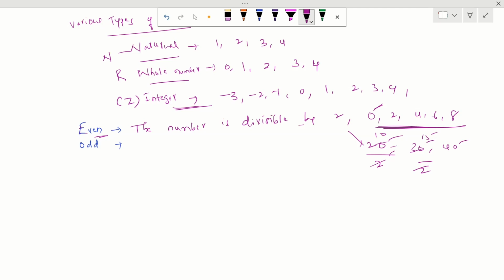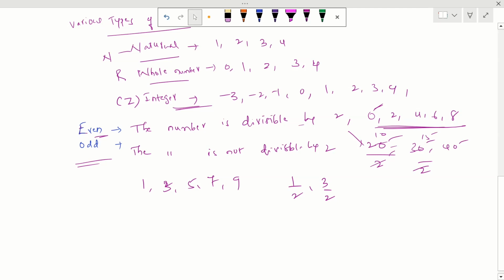And odd numbers means the numbers which are not divisible by 2. Such numbers are called odd. Which numbers are these? 1, 3, 5, 7, 9, right? These numbers are not divisible by 2. So 1 by 2 is not divisible, 3 by 2 is not divisible. Such numbers are called odd numbers.